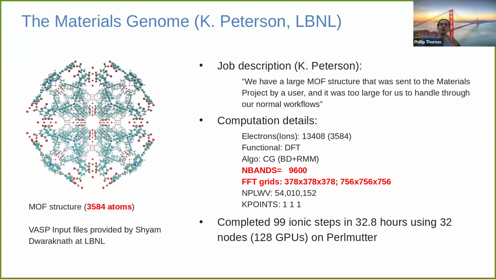So first is the materials genome. In this job, we have MOFs, which are composed of two major components: a metal ion or cluster of metal ions, and an organic molecule called a linker. This example illustrates a structural relaxation that has many atoms and many bands and large FFT grids. So you can see 3,500 atoms, 9,600 bands, and then FFT grids that are in the hundreds. For this particular job, this completed 99 ionic steps in about 33 hours using 32 GPU nodes, which is 128 GPUs on Perlmutter.